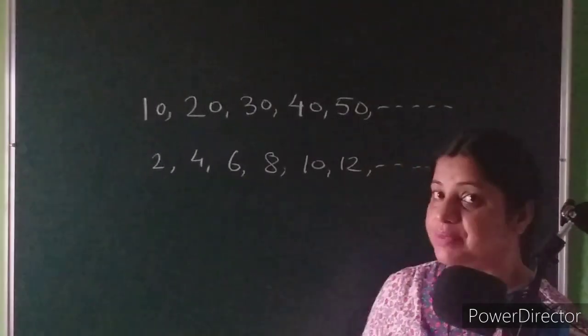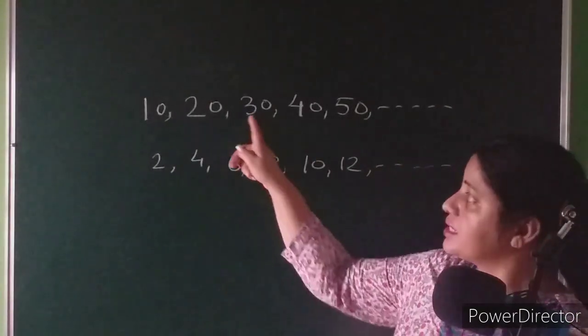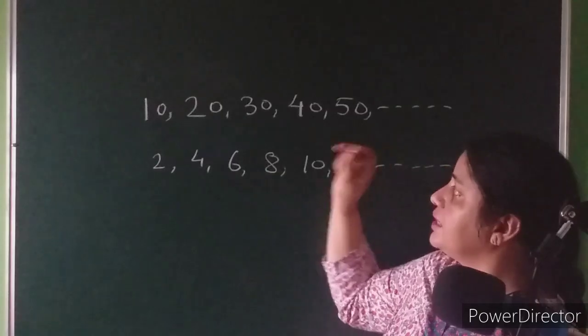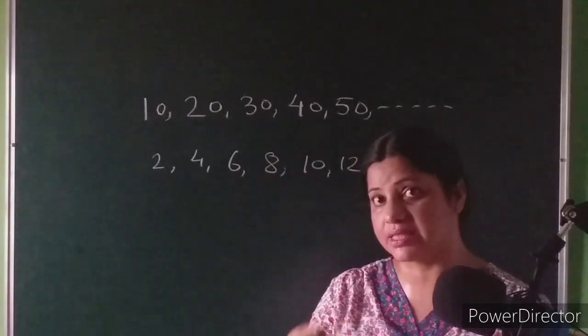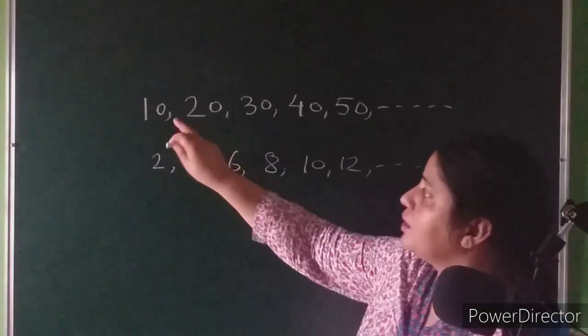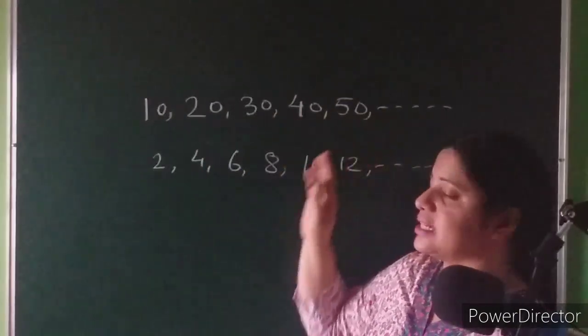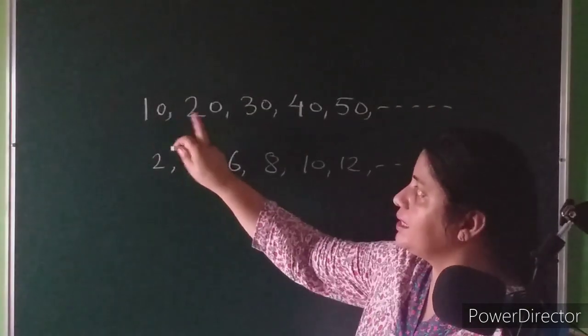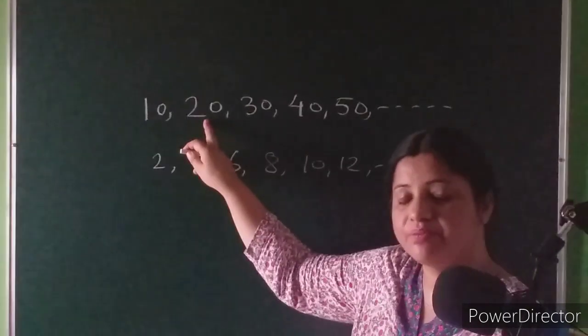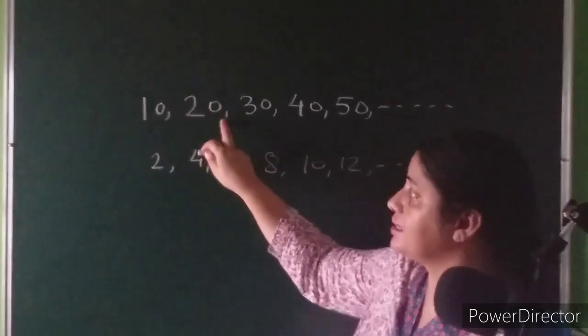Let us discuss that. When I check the first sequence, it is 10, 20, 30, 40, 50. So let us check the difference, the gap between the next term, right? We call these 10, 20, 30, 40, 50 the consecutive terms, successive terms. If I talk about 10, 20, these are the consecutive terms. Consecutive means one after the other.